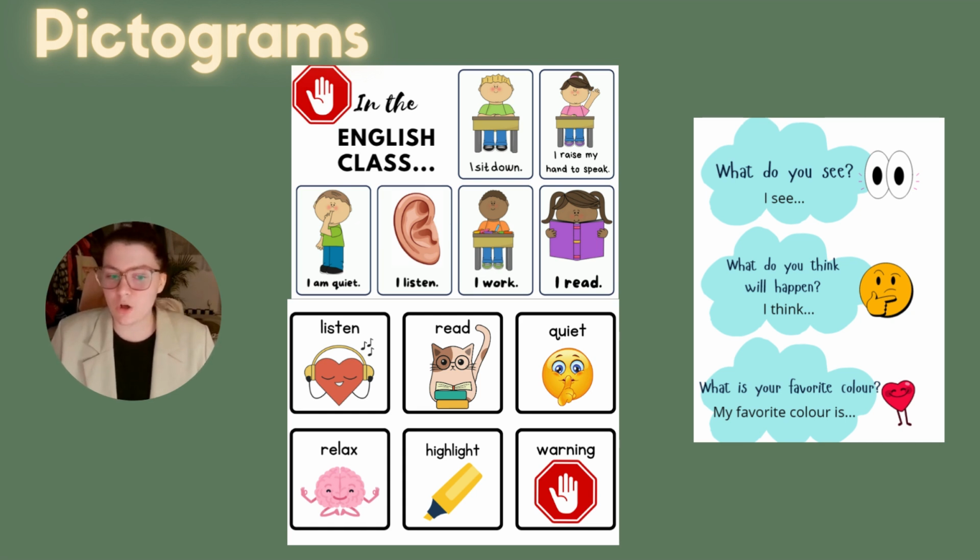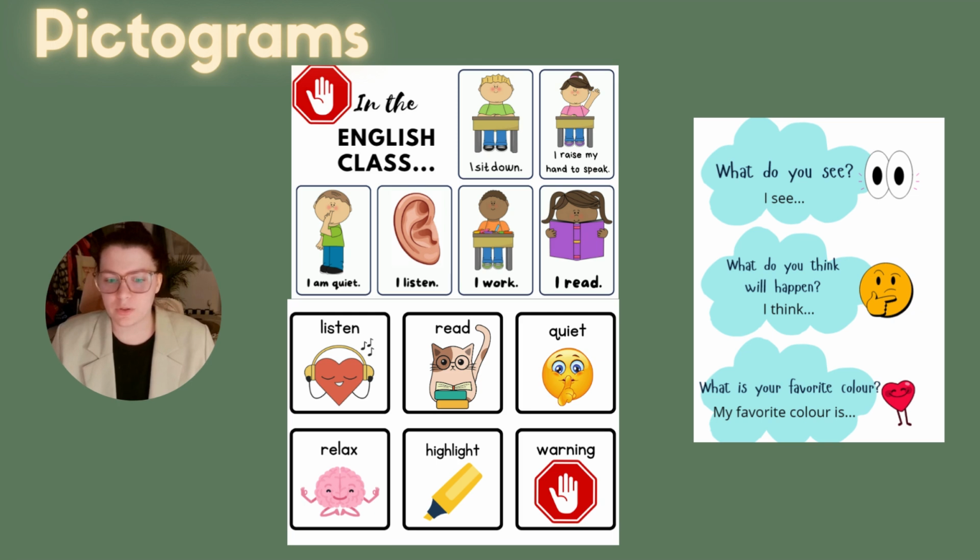So it's important that all pictures look the same, but keep in mind diversity, and make the font easily readable for the students. What I like about this is that the picture is really easy to understand, and there's the sentence underneath. So the student cannot say they don't know what it means, because the picture is so clear to understand. Then underneath, you have listen, read, quiet, relax, highlight, and warning. So once again, a warning sign comes back.